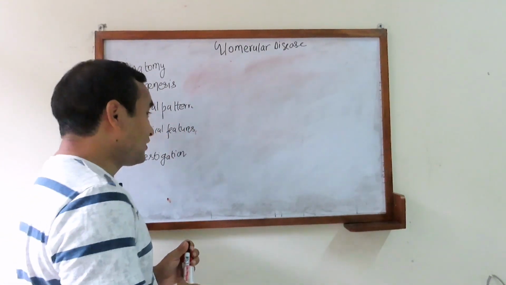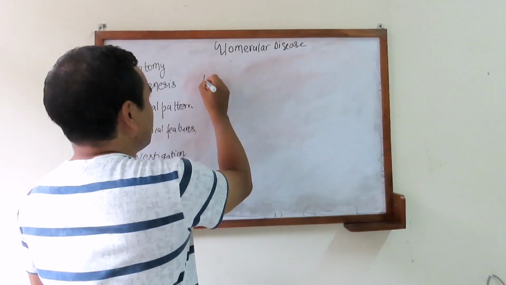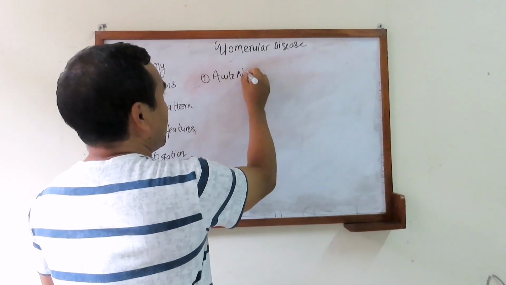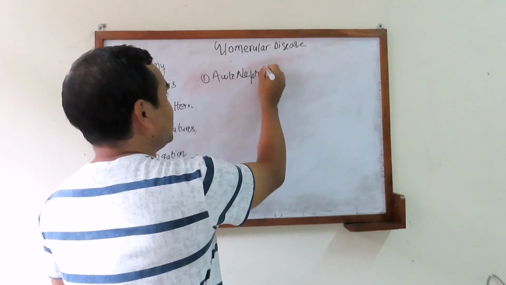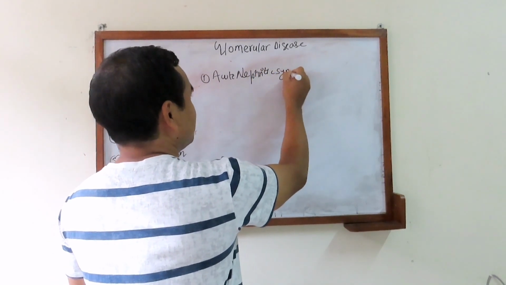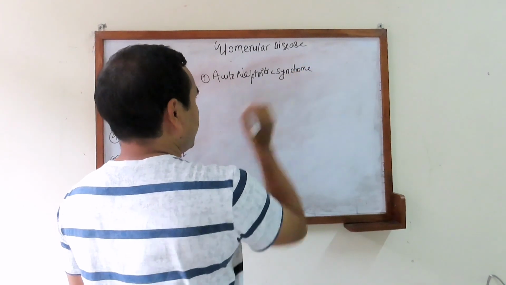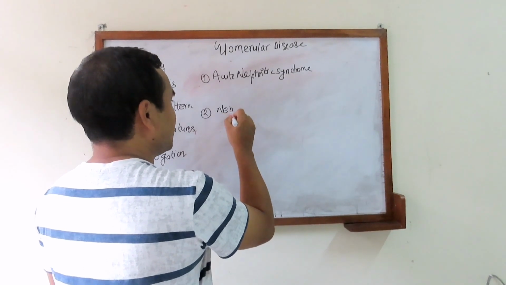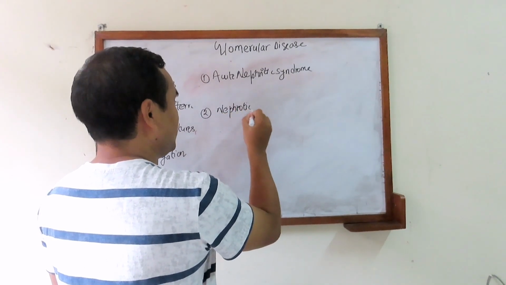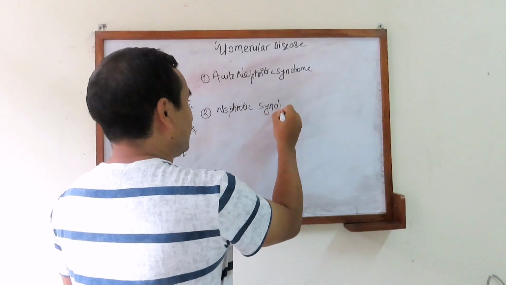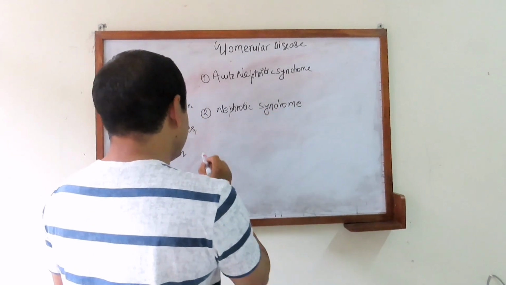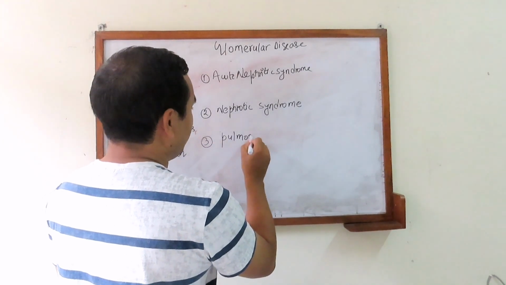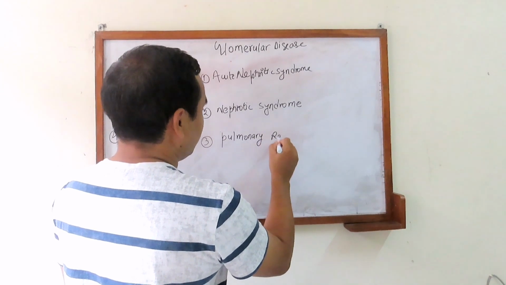So the one clinical pattern is acute nephritic syndrome. I will tell you what is acute nephritic syndrome. Second, an easy one, is nephrotic syndrome. It's easy for you people to memorize. Third one is, you can write, pulmonary renal syndrome.